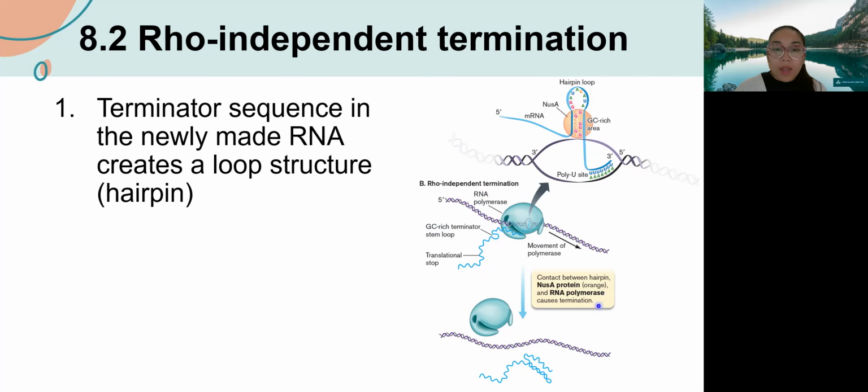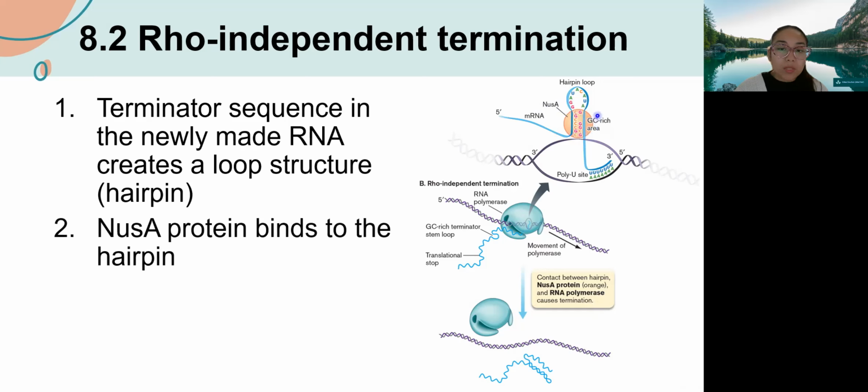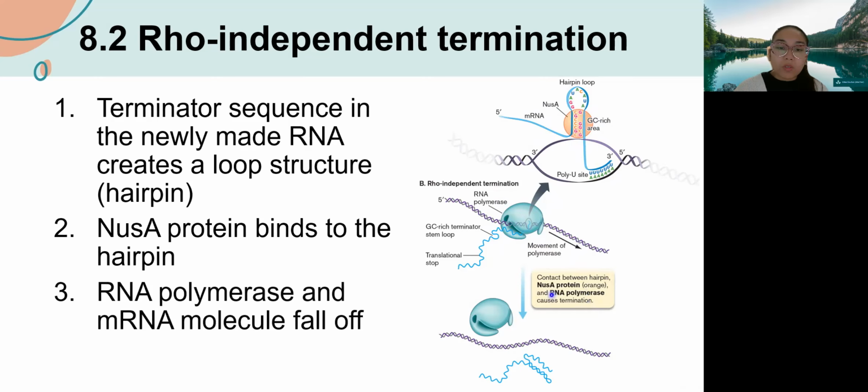Okay. Then what happens is NusA, this protein, comes and binds to the GC-rich area. And it halts the transcription. Transcription can't happen when all of this stuff is going on. And so then the whole thing just falls off. The RNA polymerase comes off, the mRNA molecule falls off, everything falls off. And that's it. That's the end of transcription. So there's two ways that transcription can end, one that uses Rho and one that doesn't use Rho.